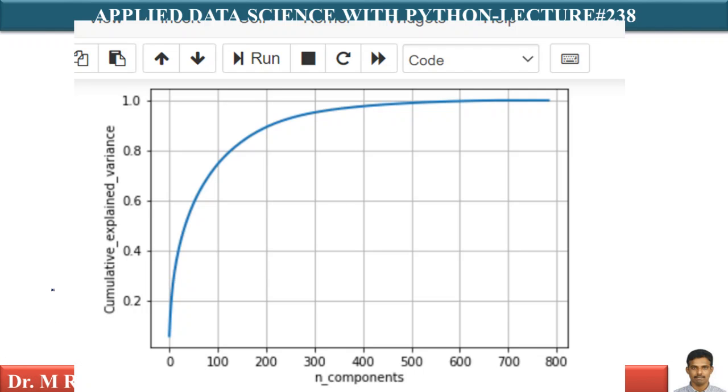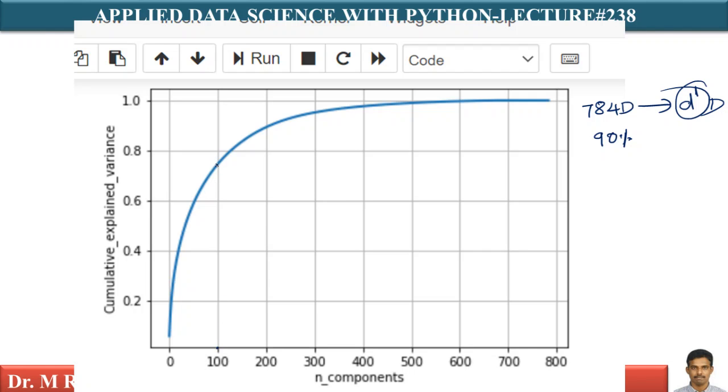For example, let me say my d dash is 100. Let me rewrite the question. My original dimensions are 784 dimensions. I have to convert into d dash dimensions such that, if I want to retain 90% information, what is my d dash? That is the question. Let me assume my d dash is 100, that is 100 components. Just go to this particular plot.